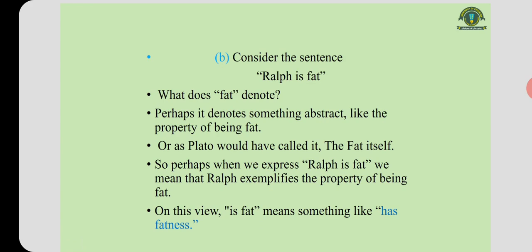Being fat is a physical state and physical condition of our body. But perhaps it denotes something abstract, like the property of being fat, or as Plato would have called it, the fat itself. So, according to the views of Plato, the fat itself is a true description of the sentence "Ralph is fat", according to his mode of meanings. So perhaps when we say "Ralph is fat", we mean that Ralph exemplifies the property of being fat. On this view, "is fat" means something like "has fatness", something bulky, chubby.